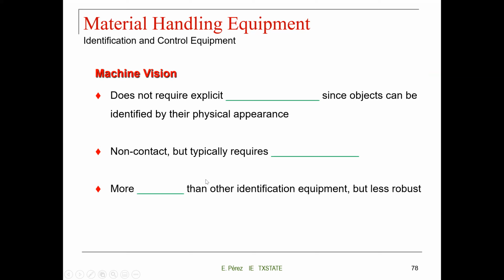Machine vision does not require explicit encoding of data, since objects can be identified by their physical appearance. No contact, but it typically requires structured lighting. It is more flexible than other identification equipment, but less robust.